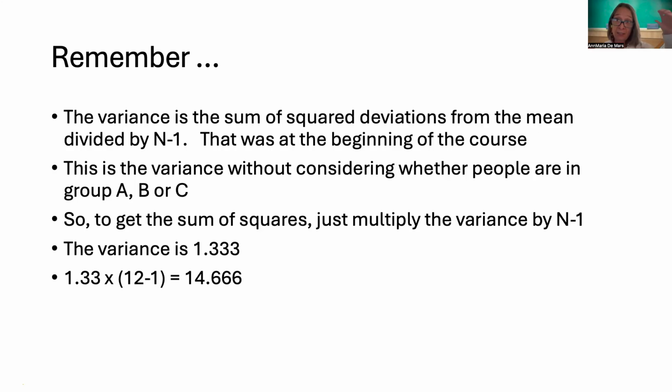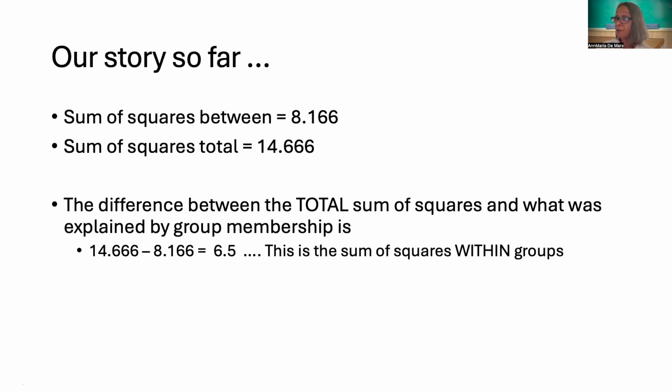So we've got the sum of squares between and the total sum of squares. The difference between the total sum of squares and what was explained by group membership is 14.66 minus 8.166 equals 6.5. And that is the sum of squares within groups, because total variance is composed of two things. One, the variance explained by which group you're in, and two, the variance within the groups you're in.